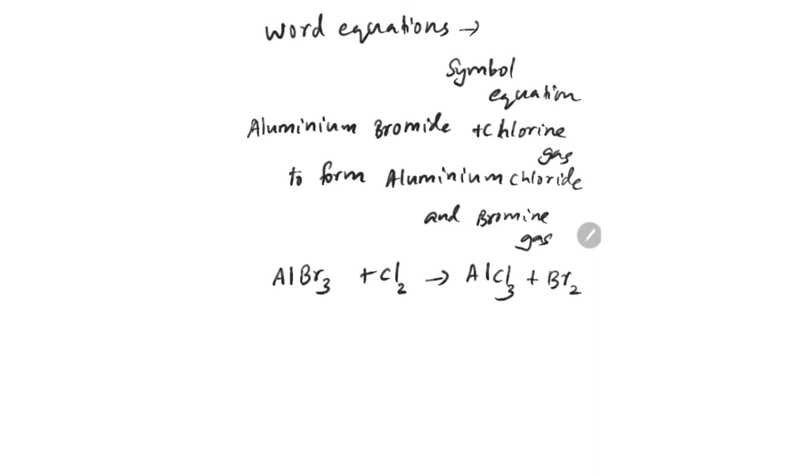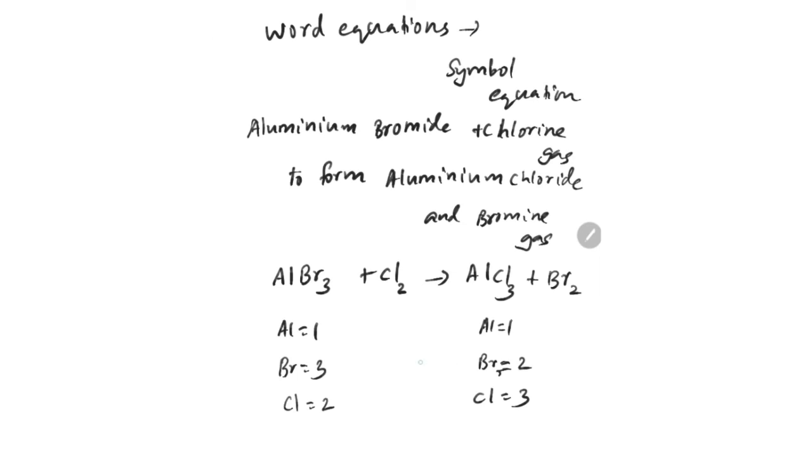Next, we have to balance this. So as I said earlier, here you have 1 aluminum. Here also you have 1 aluminum. Bromine, here you have 3. Bromine, here you have 2. Chlorine, you have 2 here. Chlorine, you have 3 here. In such case, aluminum is balanced. But you can notice here, bromine is 3 and bromine is 2.